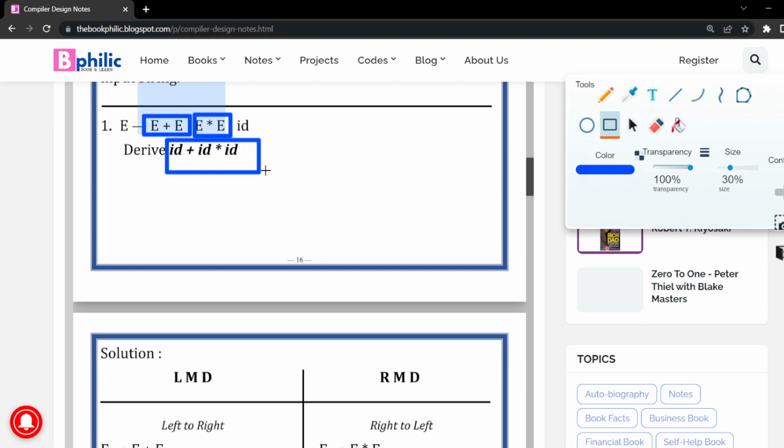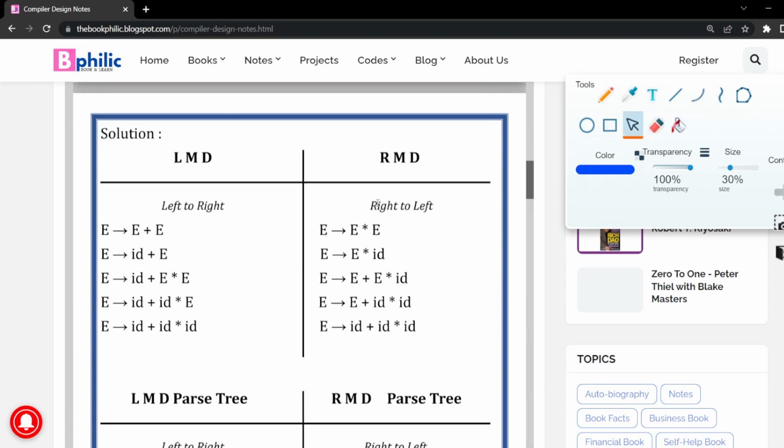So we will be trying to derive the same syntax using two different ways called LMD or RMD. If we can derive the same syntax using LMD and RMD, then we can say that this is nothing but an ambiguous grammar. So let us start with that. Okay, so let us move on to the solution.